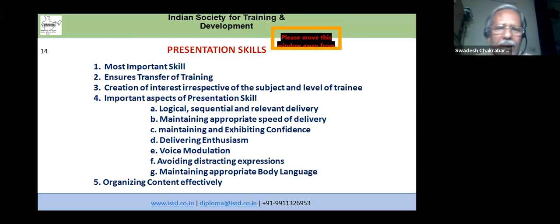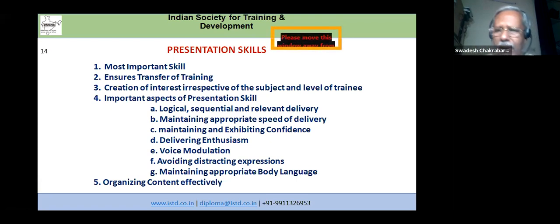It will create an interest irrespective of the subject and the level of training. It's a very important process for a trainer to create that interest in the subject. If you cannot create interest in the subject, people will not listen to you. So the primary object of a trainer is first to create that interest in the training process for the trainees, right?